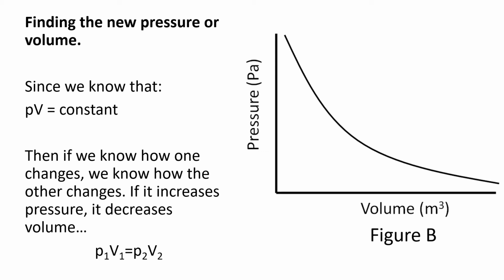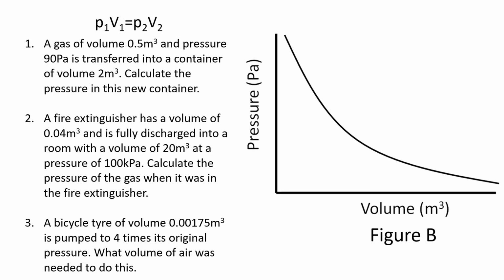So for instance, if I increase the volume by 4 times, that would decrease the pressure by 4 times. If I increase the pressure by 3 times, that would decrease the volume by 3 times. Solve the following calculations using this equation or your own understanding of this relationship.